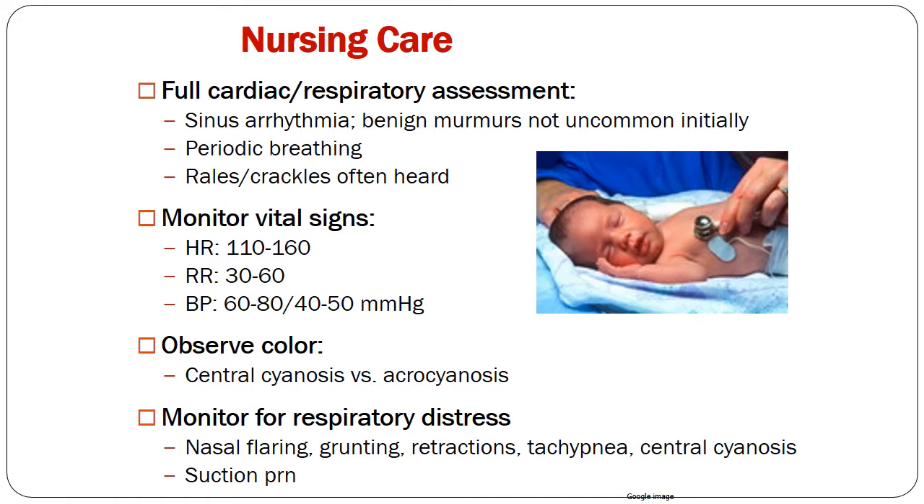We want to monitor their vital signs. So this is their typical heart rate, 110 to 160, kind of like our fetal monitor strips. Respirations are 30 to 60, and the blood pressure is 60 to 80 over 40 to 50 millimeters of mercury. We want to look at their color.